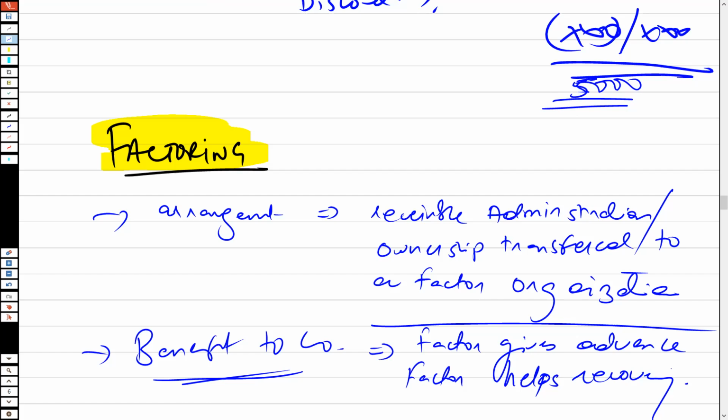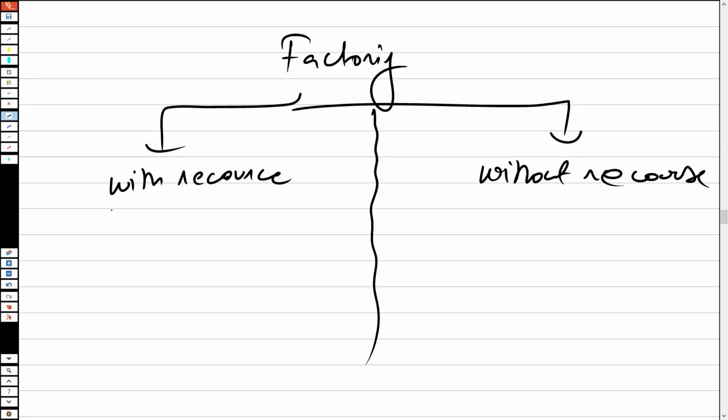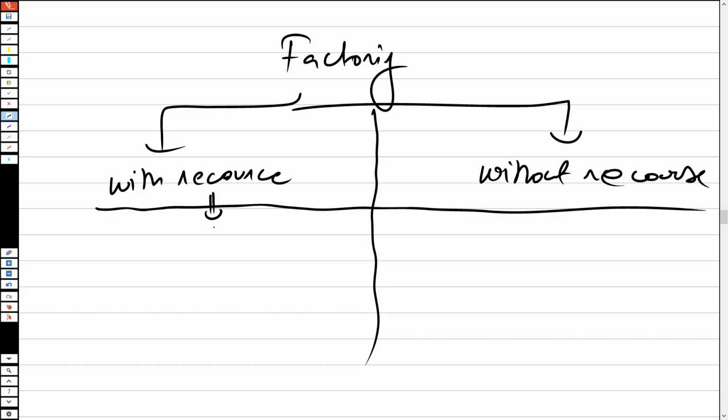So there are multiple benefits that you get as an organization when you have a factoring arrangement. Now, what are the different types of factoring arrangements? Let me guide you a bit about that. The different types of factoring arrangements are called with recourse factoring and without recourse factoring. What is a with recourse factoring? What is a without recourse factoring?